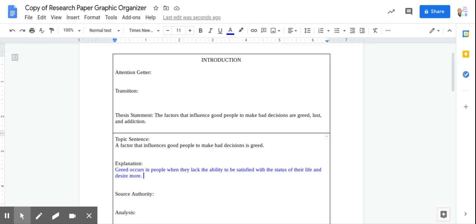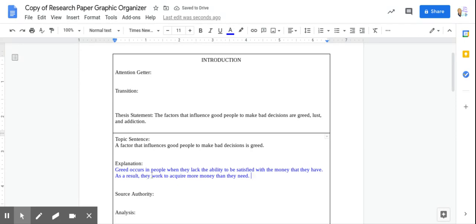So what do I really mean? What does greed come down to? And how am I going to use it? And you know what? In my example, I'm going to use it in reference to money. So that should be in there. So I'm going to delete this and say greed occurs in people when they lack the ability to be satisfied with the money that they have, period. As a result, they work to acquire more money than they need. Boom.